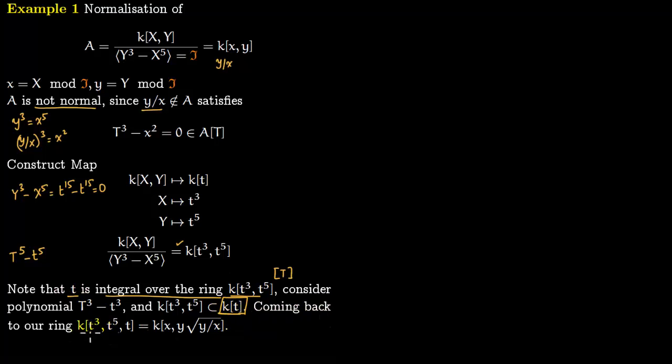So coming back to our ring, we can adjoin t back to our ring to make it integrally closed. You have k[t cube, t^5, t], which you can write as k[x,y,t], and t you can compute from here. You can see that x over y is nothing but 1 over t square. So you can solve this, and you get t is the square root of y over x.